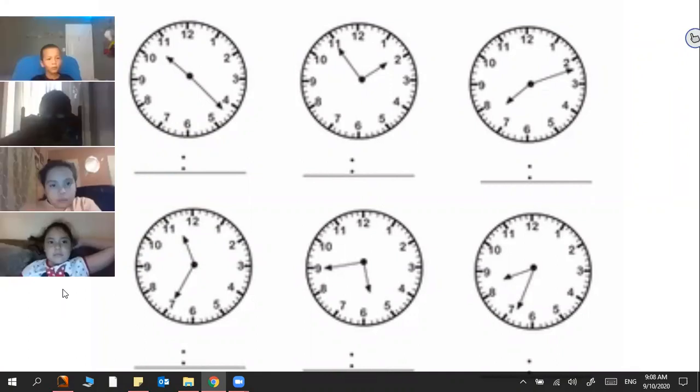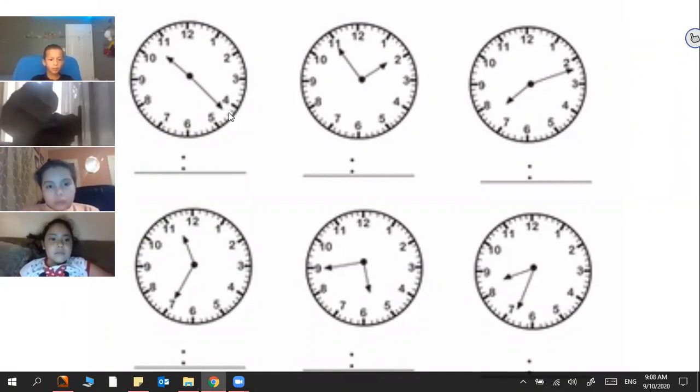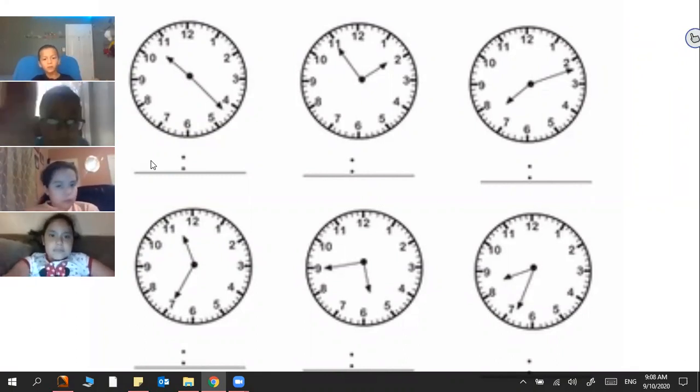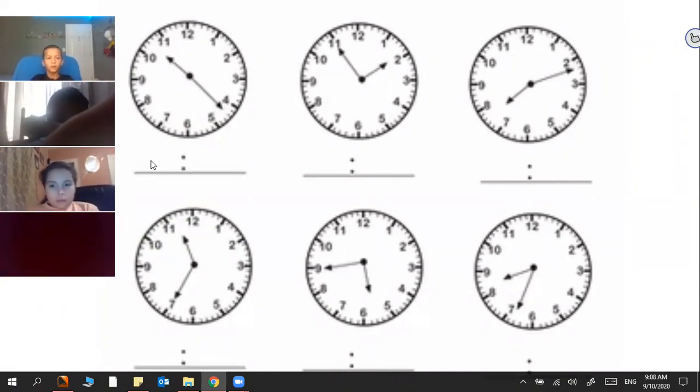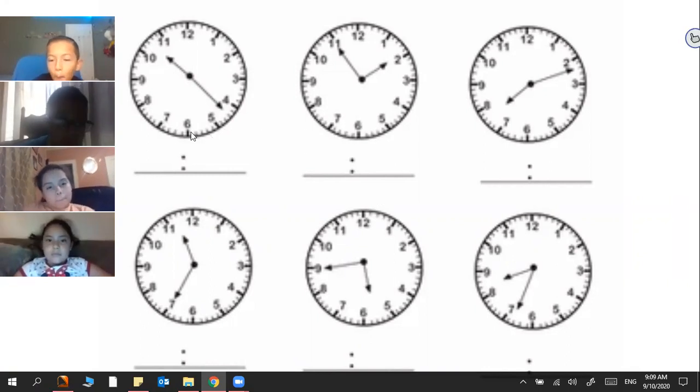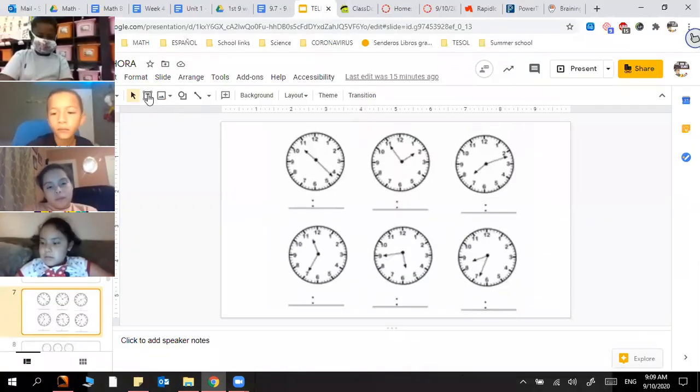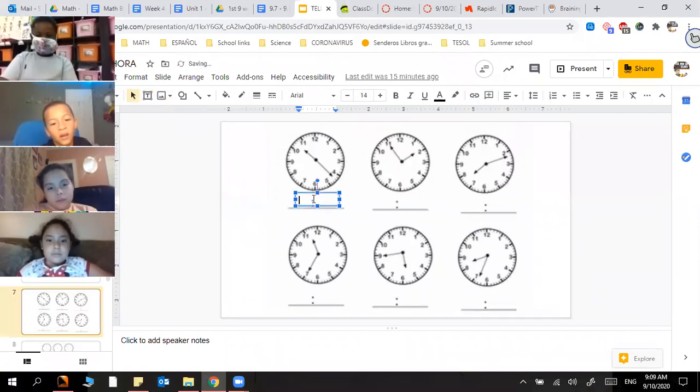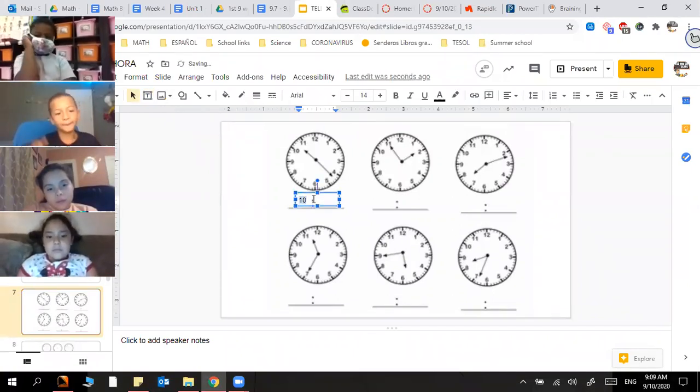10:21. What do you guys think? The guys at home? What do you guys think? Rosani says 10:22. Melvin says that's correct. Amberly, what do you think? Is it 10:22? Rihanna, what do you think? Matthew, what do you think? 10:21 or 10:22? It's 10:22. Very good. So we're gonna write it here.